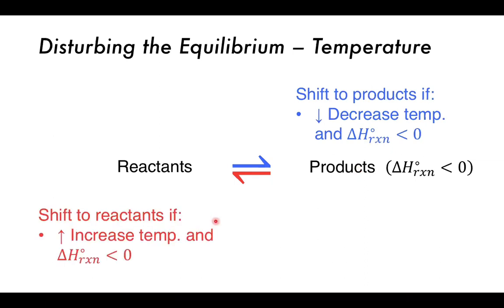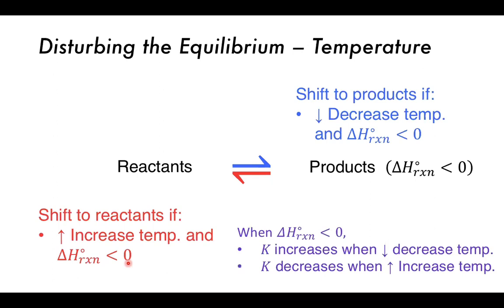So we shift to reactants if we increase the temperature and delta H reaction is greater than 0. That's endothermic. So this means that if the temperature is increased, then usually that favors an endothermic reaction. If the temperature is decreased, then that favors an exothermic reaction because the exothermic reaction releases heat, which helps to return the system back to the original temperature or the original equilibrium. And so when delta H reaction is less than 0, i.e. it's exothermic, K increases when there's a decrease in temperature, and K decreases when there is an increase in temperature.